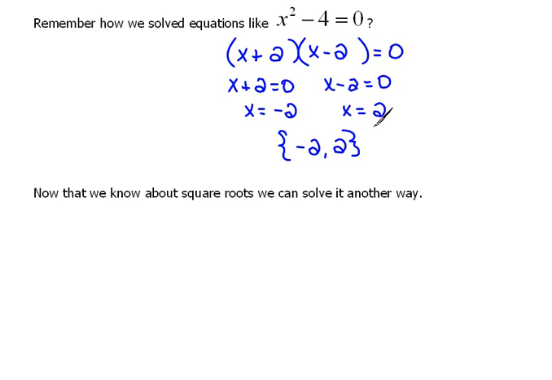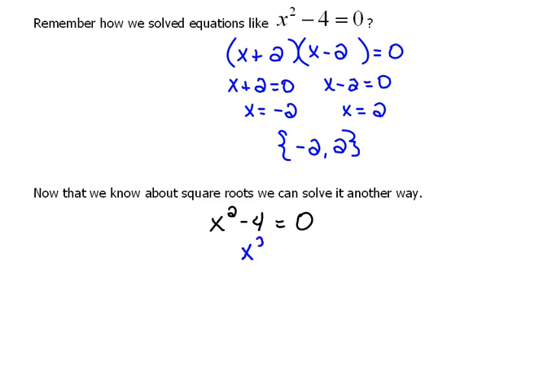Now that we have some understanding about square roots, we can take this exact same problem and we can solve it by using what's called the square root property. And in the square root property, let's move this 4 over to the other side first. Now this will only work when we just have two terms in a quadratic. So make that important note also.